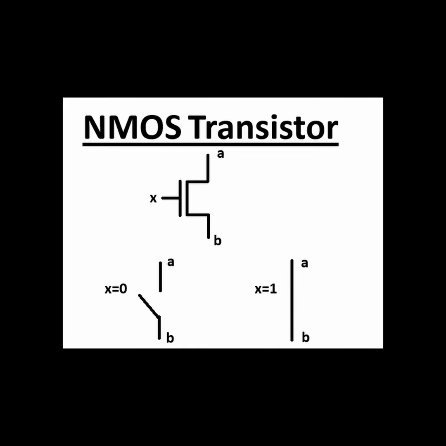The NMOS transistor is turned off, or an open switch, when 0 volts is applied to its input. The transistor is turned on, or becomes a closed connection, when there is a high voltage, like 5 volts, applied.